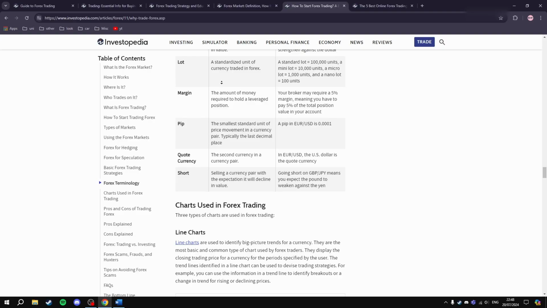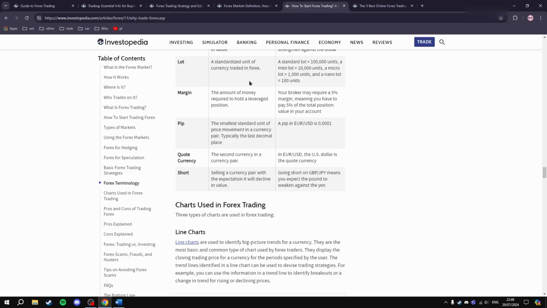Lot: a standardized unit of a currency traded in Forex. A standard lot is 100,000 units, a mini lot is 10,000, a micro lot is 1,000, and a nano lot is 100 units. Margin: the amount of money required to hold a leveraged position. Your broker may require a 5% margin, meaning you have to pay 5% of the total position value in your account.